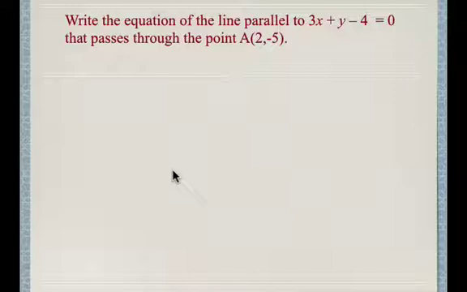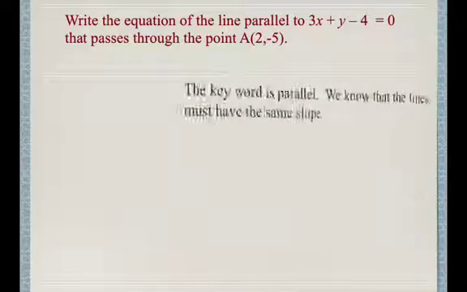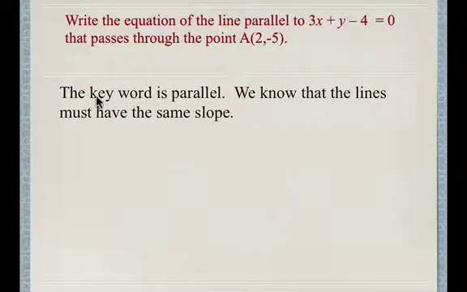So now if we consider a question where we've got to write the equation of a line that is parallel to 3x plus y minus 4 equals 0 and passes through the point (2, negative 5). Now, the main piece of information you've got to focus in on here is parallel. And once you see in a question that a line is parallel, automatically we know we have the same slope. So the first thing you have to do is figure out what that slope is.